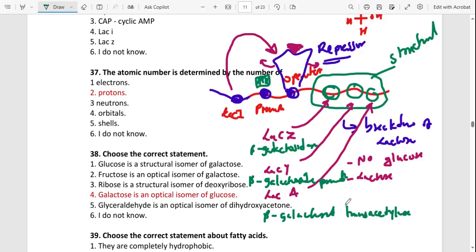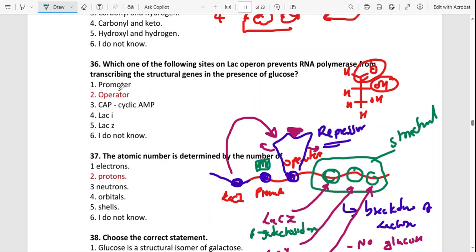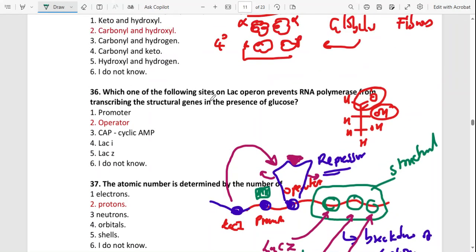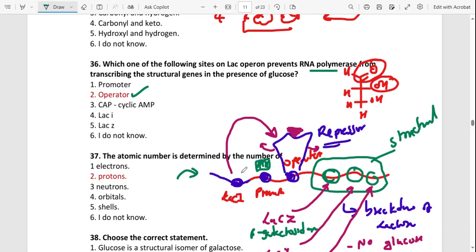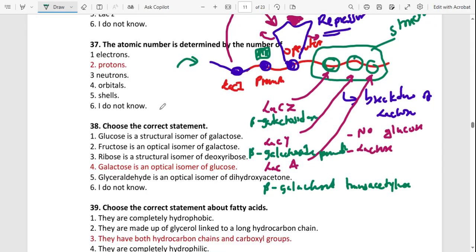Okay, so this is what happens. Now that we've discussed which of the following sites of the lac operon prevents RNA polymerase from transcribing the structural genes, remember we said this is the operator, isn't it? That's the structure of the lac operon. The lac operon is this entire structure here. It's because of the repressor attached to it.